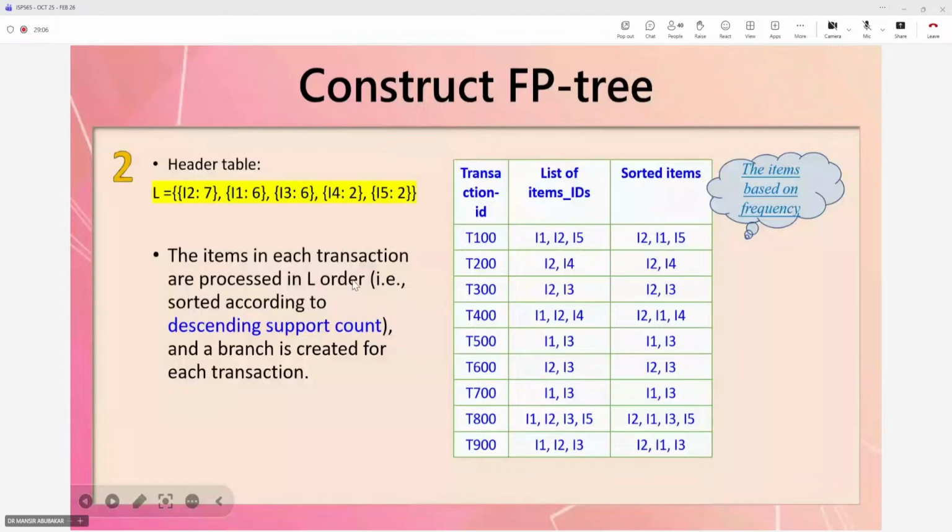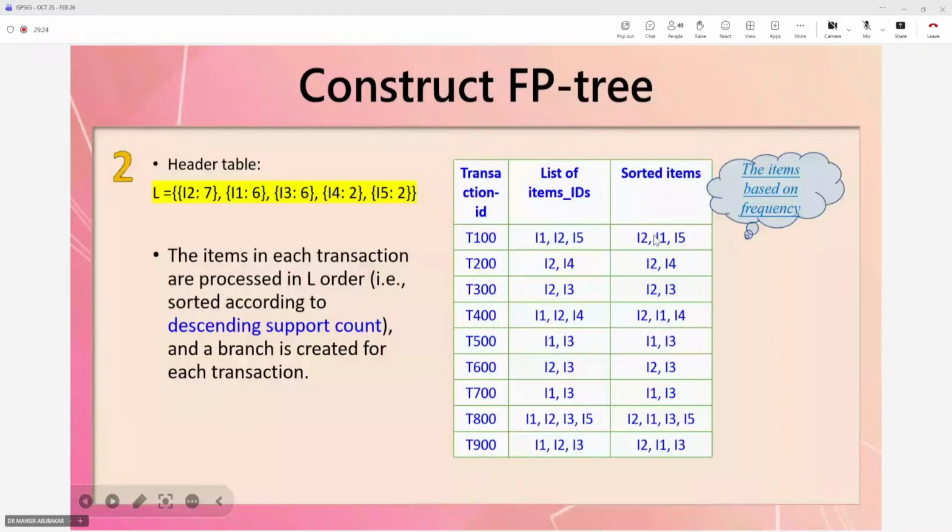And a branch is created for each transaction. So now they are sorted, you can see. For transaction 1, how many times does I2 appear? 7 times, I1 6 times, I5 appears 2 times. So they are sorted in descending order.